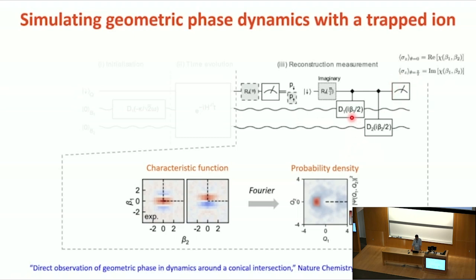We do a 2D scan over beta 1 and beta 2, which is shown here. Making this sigma z measurement gives us what we call the characteristic function. Doing that, we retrieve the real part of the characteristic function. When we apply this pi/2 pulse here, we retrieve the imaginary part of the characteristic function. With this, we can do a Fourier transform to give us the probability density as a function of Q1 and Q2. Q1 and Q2 are the position operators of the two motional modes. And this is working in the interaction frame.